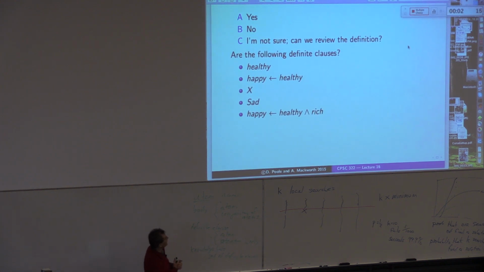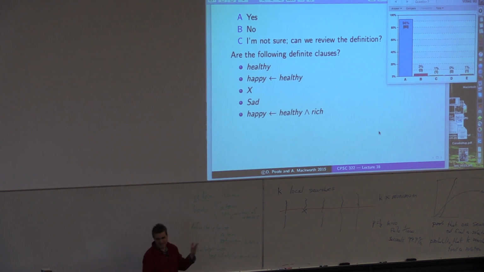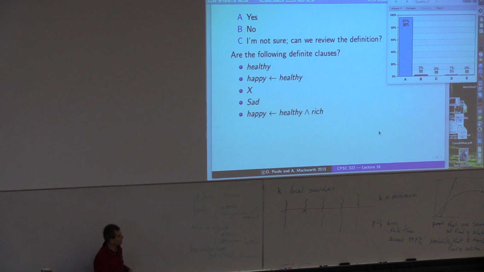So, happy if healthy and rich. Is that one? Yes. Right, good. This is a definite clause, a classic definite clause with a head and a body with a conjunction in it. Okay, next one.